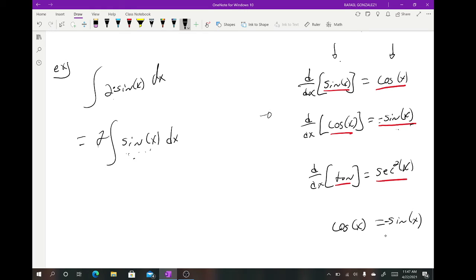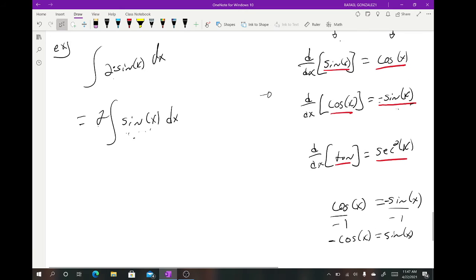If you divide both sides by -1, we get that the derivative of negative cosine of x is equal to sine of x. That we know from before. The derivative of negative cosine is sine. But now this is an antiderivative for sine of x, because when you take the derivative of negative cosine of x, you get sine of x. We're working backwards. So now we have that the antiderivative of sine of x dx is negative cosine of x.